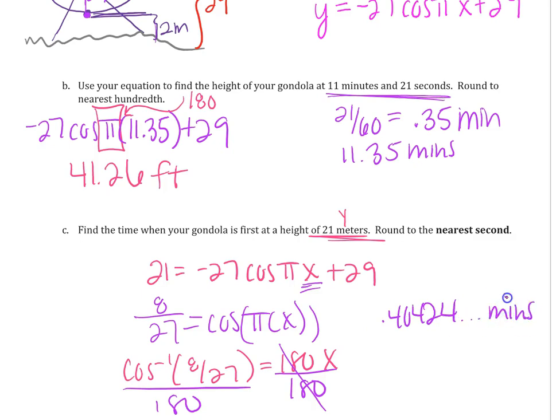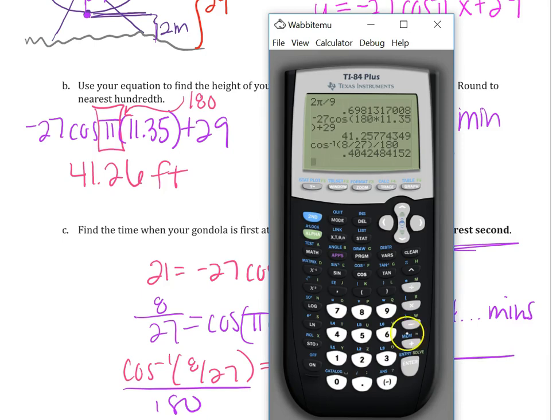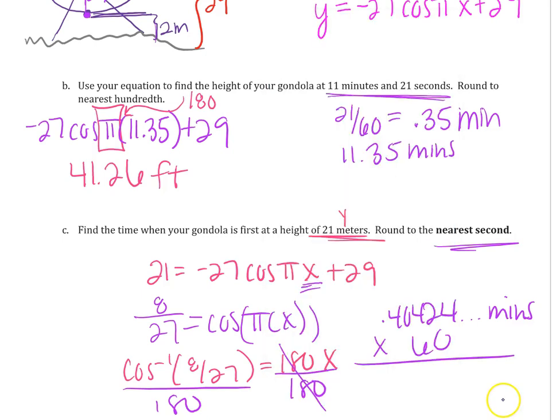Those are minutes though. Keep in mind, because that's what your function was in terms of. It says round to the nearest second. So I'm going to take that answer, multiply it by 60. And I got 24 seconds. So it said round to the nearest second. And there you go.